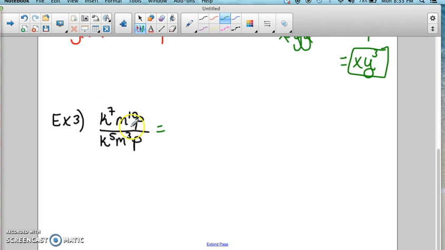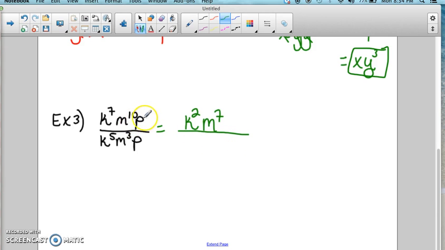Okay, so this is why it might be important, instead of having to write all of this out, to just understand the rule. Who wants to write out 10 m's? Not me. If you understand the rule, you don't have to do that. So you have k to the 7th and k to the 5th. You just subtract, and that becomes k squared, because 7 minus 5 is 2. Then I have m to the 10th and m to the 3rd at the bottom. So you subtract, and you get m to the 7th at the top.